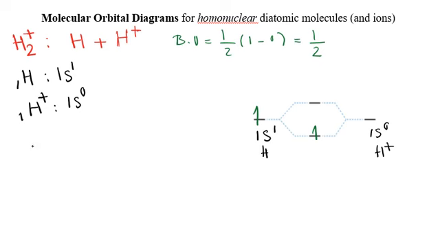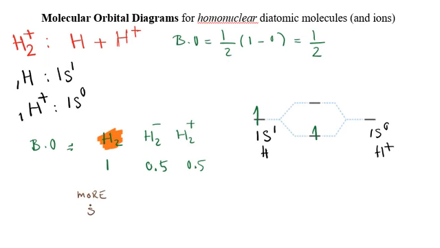I may ask you to look at the bond order for hydrogen, H2 1 negative and H2 1 positive: 1, 0.5 and 0.5. We are going to see which one is more stable. Definitely the correct answer is hydrogen, more stable in this series.